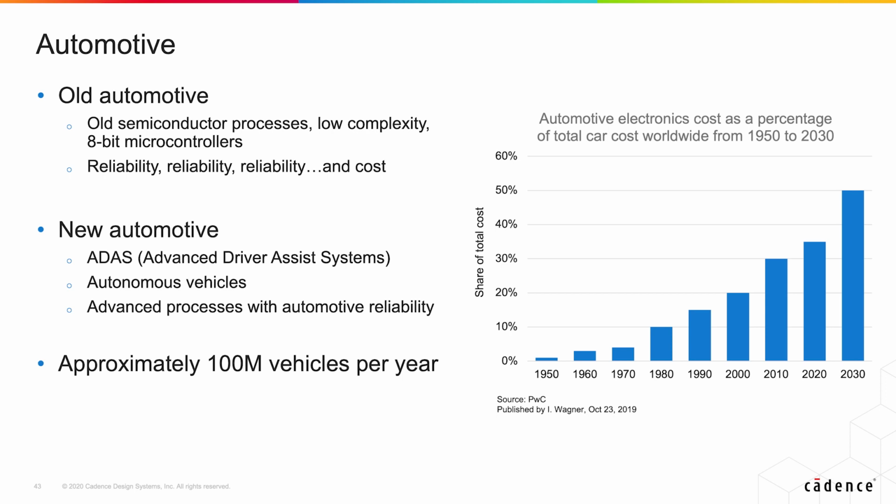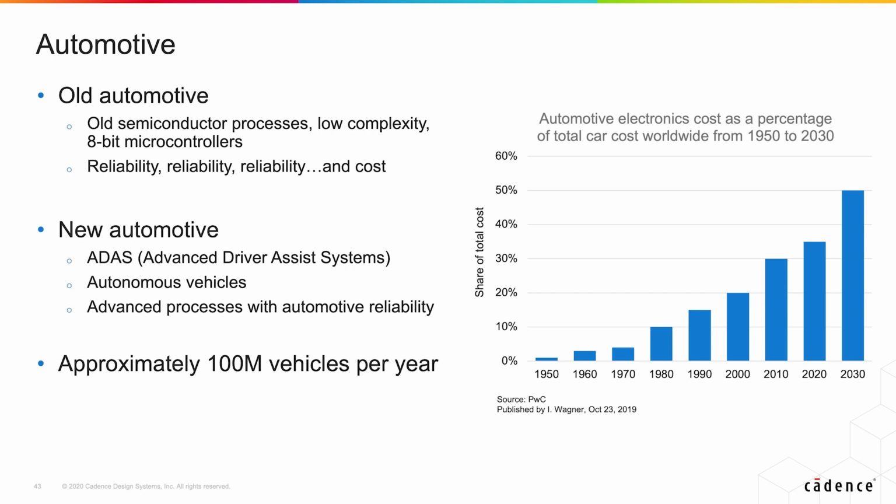But that doesn't work in the modern world of automotive. We've got advanced driver assistance systems like automatic emergency braking. We've got autonomous vehicles, or we're getting close to having autonomous vehicles, and these require advanced processes, but they require automotive reliability as well. And so it's been a challenge for the last few years to bring these two things together. The people who know about designing in advanced processes don't know much about reliability. The people who know all the automotive reliability stuff don't know how to build these big designs. But there are a lot of them.